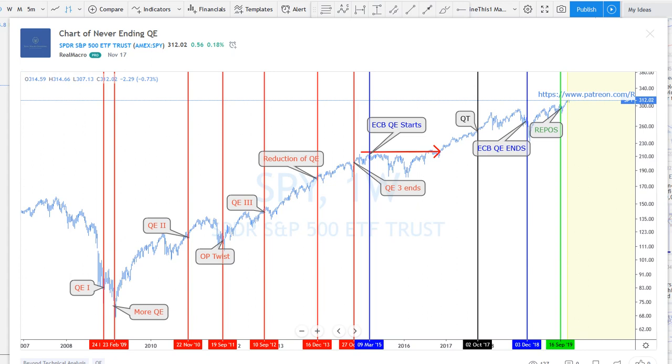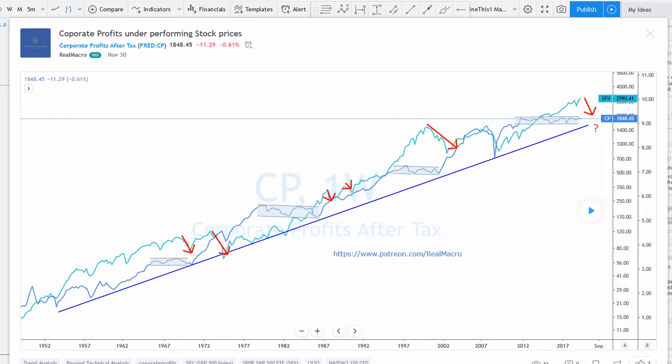This is one example of showing you how QE has really affected asset prices. This is a nice little diagram that you can kind of wrap your head around as to what's really going on in asset prices. This is another nice example where you'll see that the light blue is the stock market. Okay, it's the S&P 500, and then the darker blue here is the corporate earnings. Okay, and you can see how they have detached.